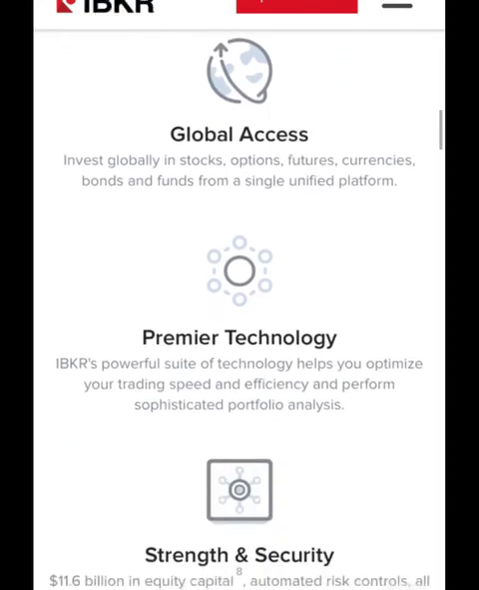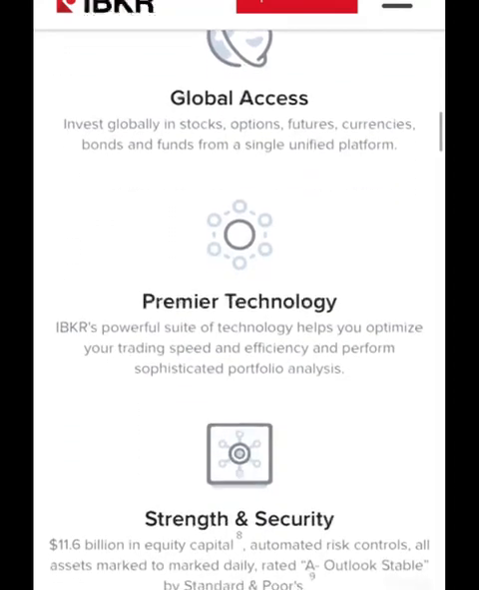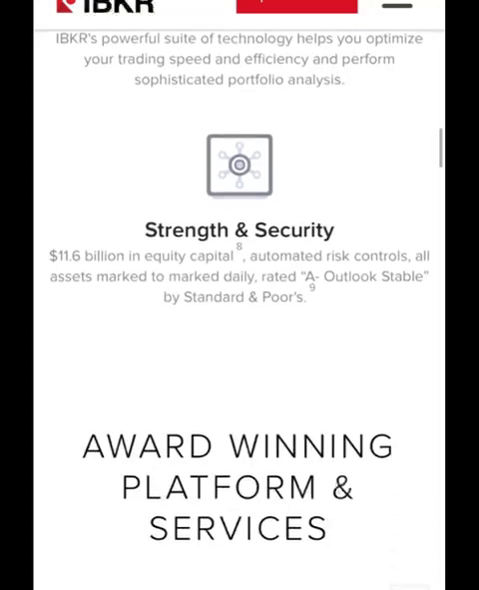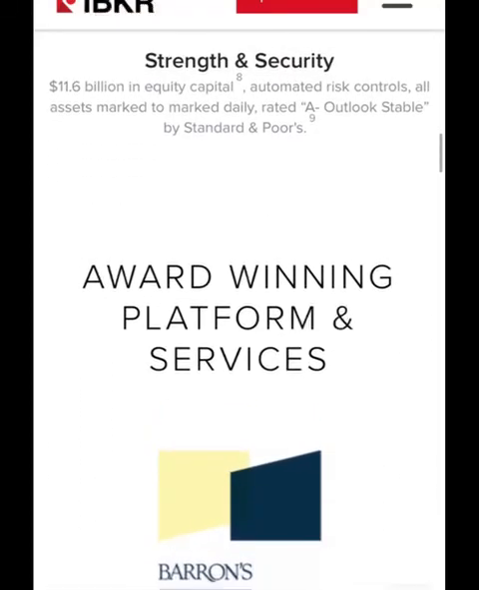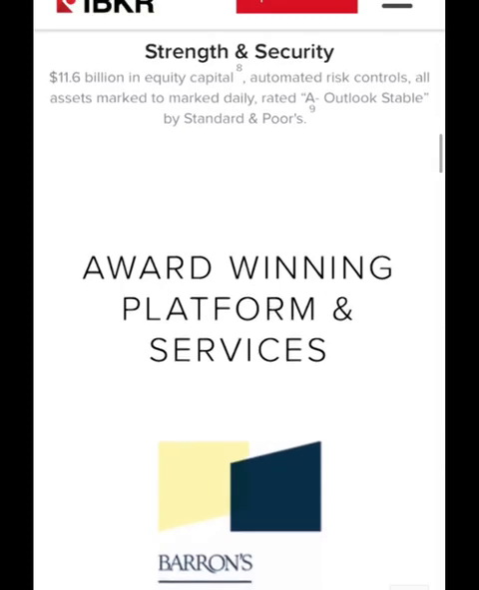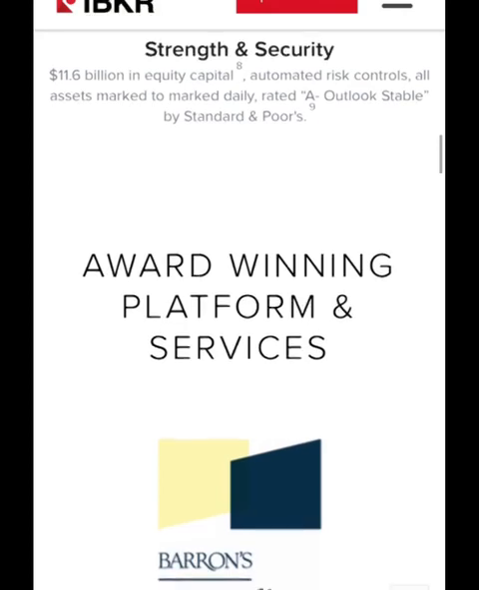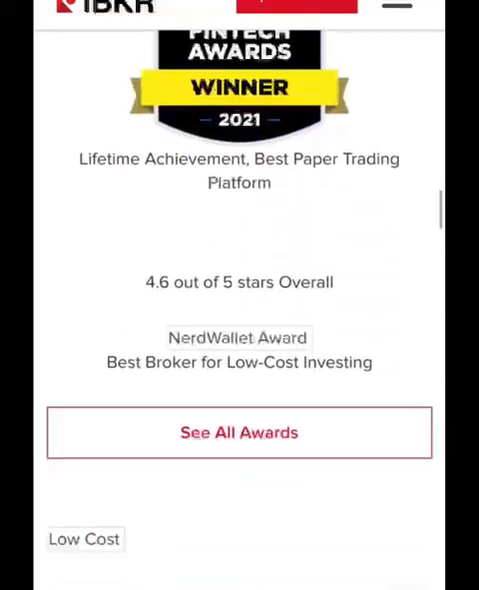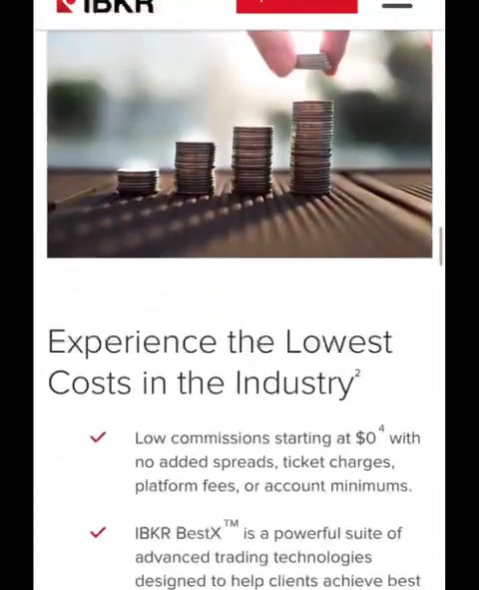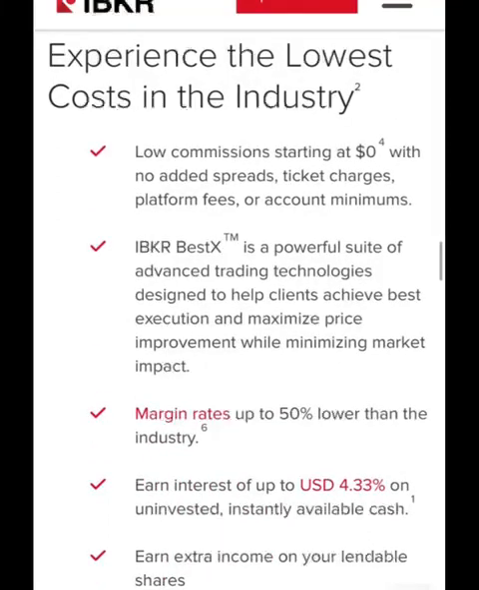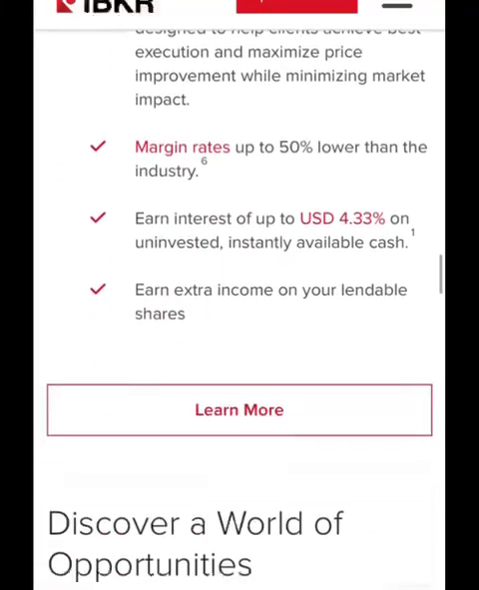Okay, so this site gives you premier technology and strength and security. Okay, so this site is one of the award-winning platforms and services. Okay, so this site is called Interactive Brokers, but called IBKR in short form. Okay, so you can go over and check out more about this site here. Okay, so if you love it, then go over and sign up, then start trading right away with them.